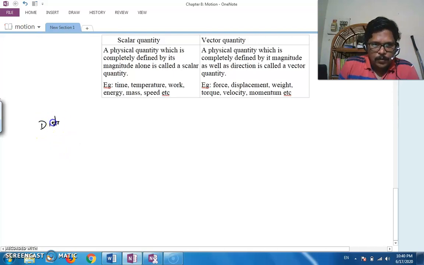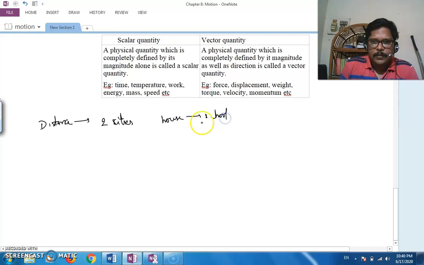Distance. Generally we use the term distance to find the distance between two cities, the distance between your house and school, the distance between your house and the market. So what does distance actually mean? Take the distance between two cities.